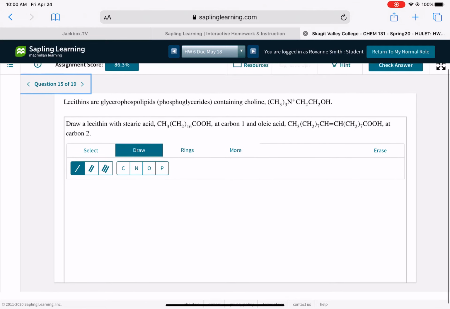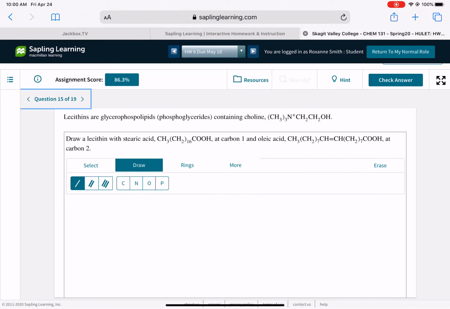So you can copy what you have in your notes. You've got a 3-carbon backbone for your lecithin. You don't have to show hydrogens because it's looking for a line structure, so that's wonderful. You learned that you've got oxygens. You've got 2 oxygens coming off like that. And then you know that up here you've got 2 carbon-oxygen double bonds, like that.